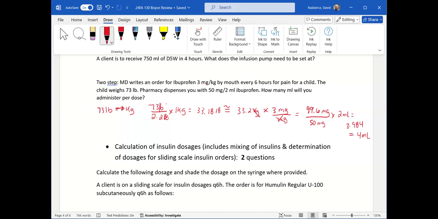99.545454. I divide by 50, multiply by 2, and I still get the same answer I got before, but instead of 3.984, I get 3.981. Okay. So again, still going to put my final answer as 4 milliliters.